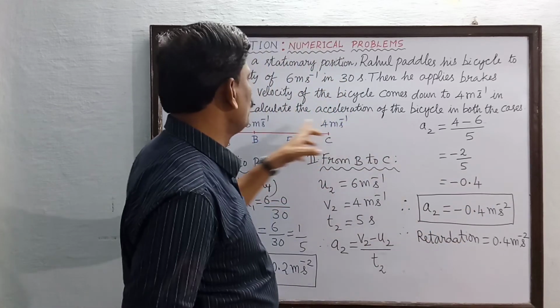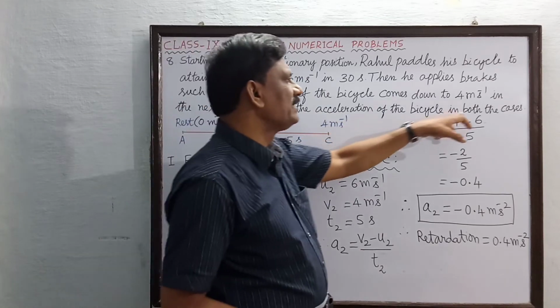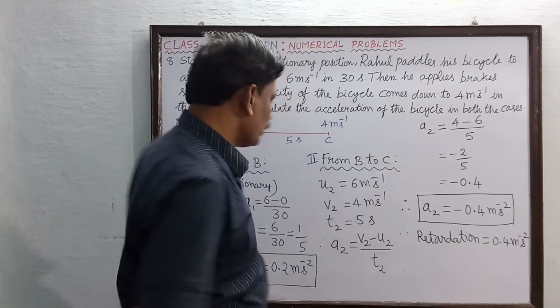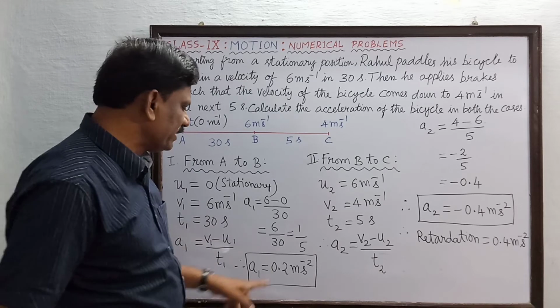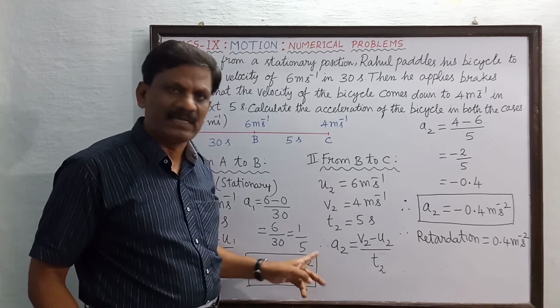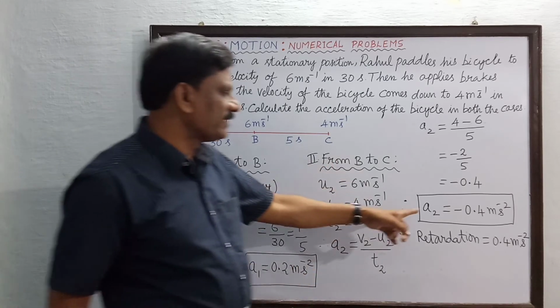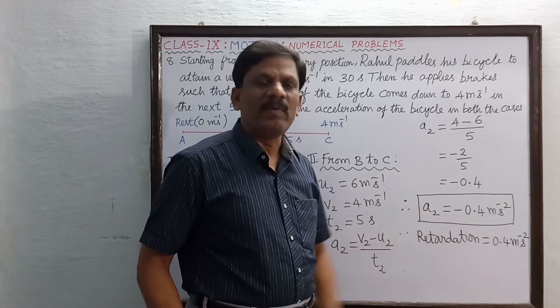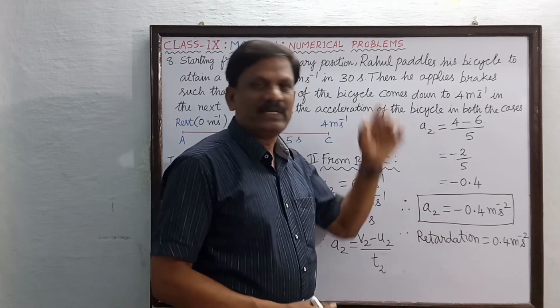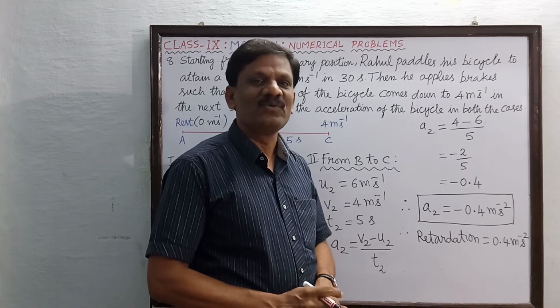So they have asked you to calculate the acceleration of the bicycle in both the cases. So in case 1, what is the acceleration? It is plus 0.2 meters per second square. In case 2, what is the acceleration? It is minus 0.4 meters per second square. I hope you must have understood well. Fine.